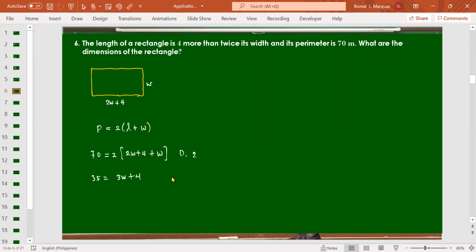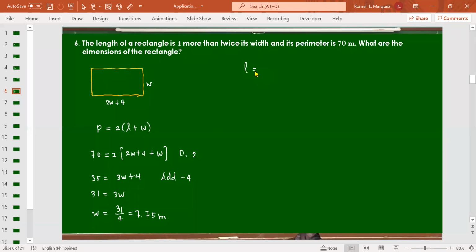Let's subtract 4 from each side. So meaning we add negative 4. So to get 31 equals what? 3W. Am I correct, children? So what is W? 31 over 4. Is that right, guys? Yes po. Or that is 7 point what? 75 meters. Okay? So what is the length?